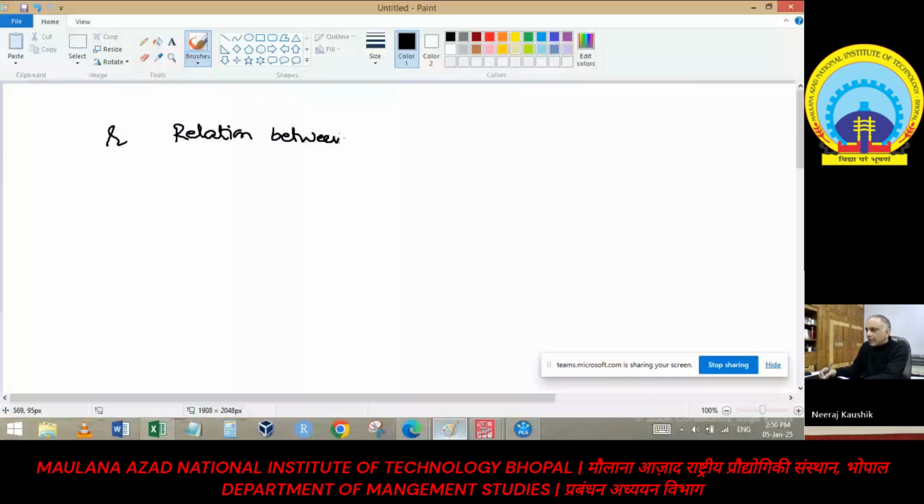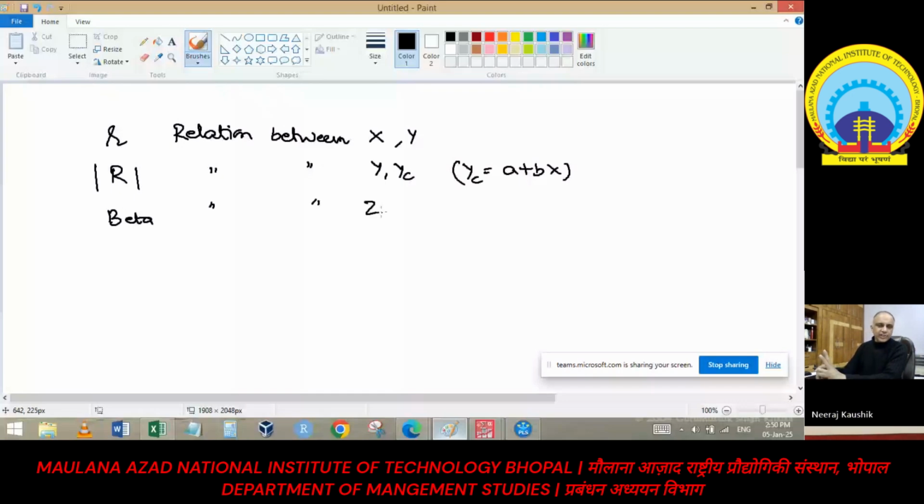What is capital R? Capital R is the relation between y and yc. Now yc, what is yc? Yc is equal to a plus bx. Both will be exactly same, but R will always be, just imagine it as modulus. It will never be negative. Small r can be positive and negative. And beta is the relation between zx and zy. Now, there is no time to discuss the Z score, standardized score. If you know, fantastic. Else, some other workshop we can talk about it.